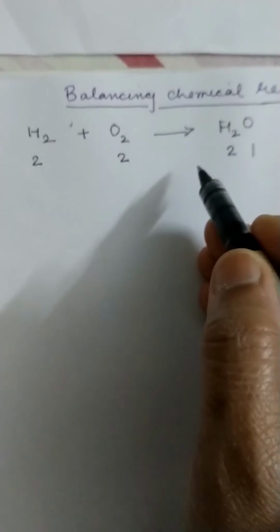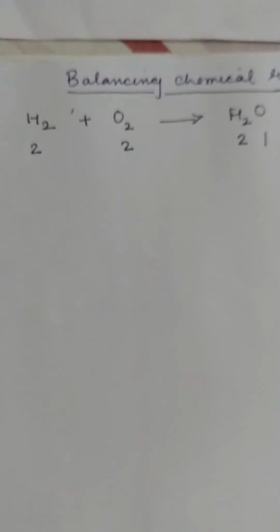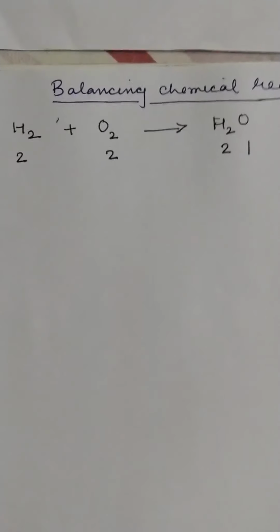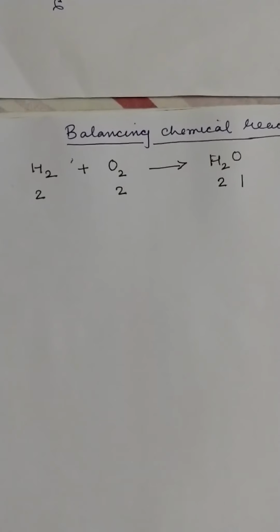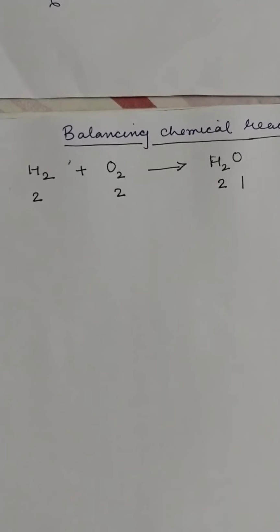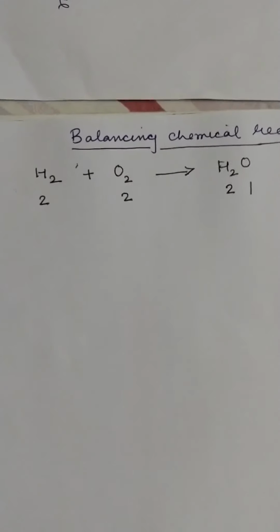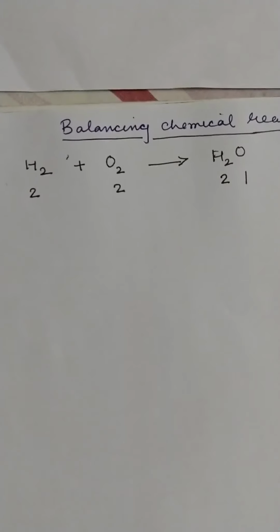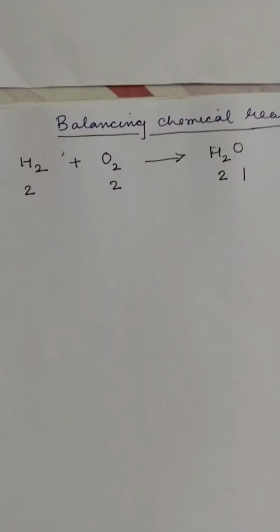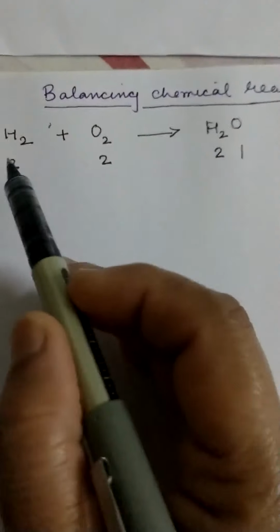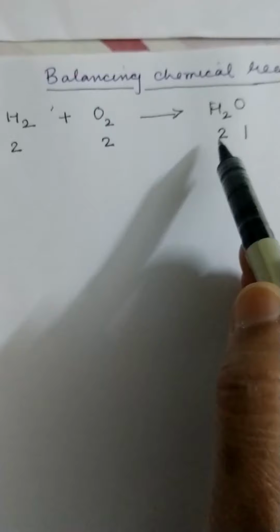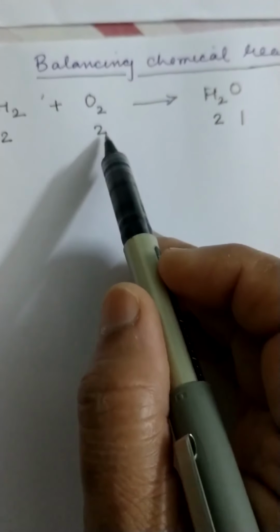So how do we do this? Balancing a chemical reaction is a hit and trial method. But we can follow a few steps to make balancing convenient. We can start balancing with the compound that contains the maximum number of atoms. But in both cases, we can see hydrogen. Of course, hydrogen is balanced on both sides, but oxygen is not yet balanced.